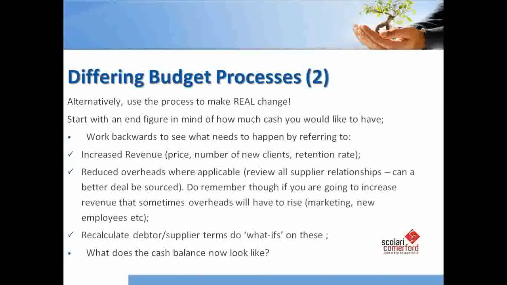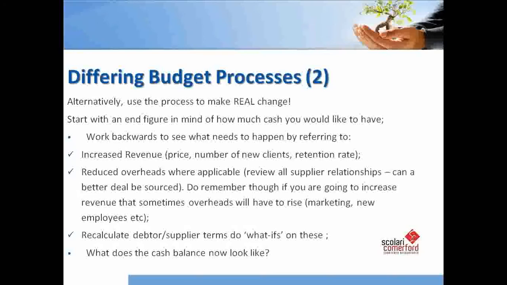So work backwards, look at the increased revenue that you need. That could be, can we increase our price? How many new customers will we need? What is our existing retention rate of our customers? Have we done an analysis of all those? Can we reduce overheads? Review some of our supplier relationships. Can a better deal be sourced? Have we spoken to them? Are there perhaps bulk deals that could be looked at as well? Should we be looking at joining a buying group? There are a number of different ways that we can fix that.